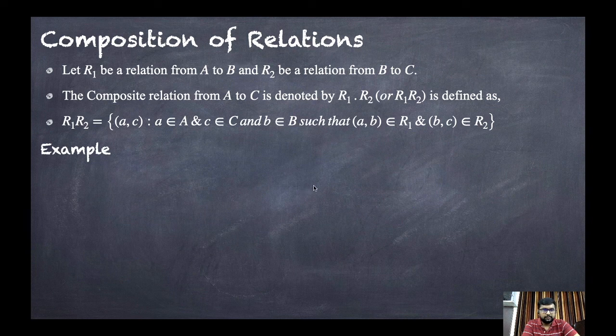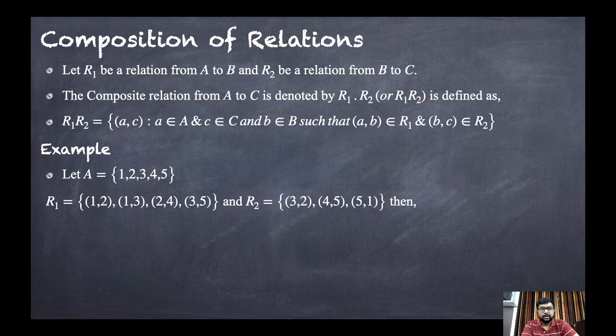For example, let capital A equal 1, 2, 3, 4, 5. We have a given set which has 5 elements. R1 and R2 are given. The first relation is R1 equals {(1,2), (1,3), (2,4), (3,5)} and R2 is {(3,2), (4,5), (5,1)}. Here we have only one set, so it is a relation on A, not from A to some other set, because both the sets are the same.